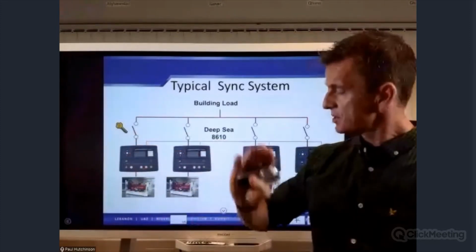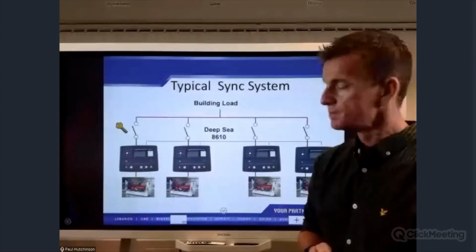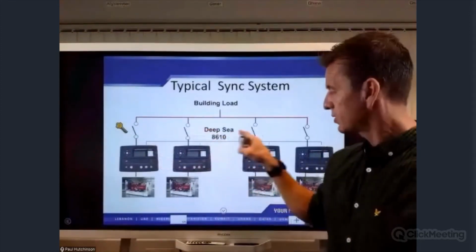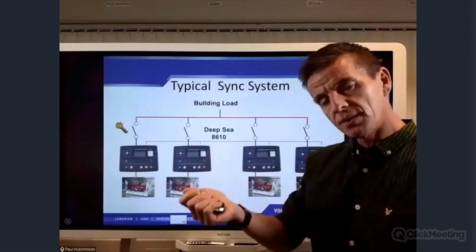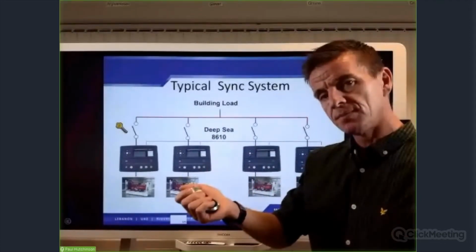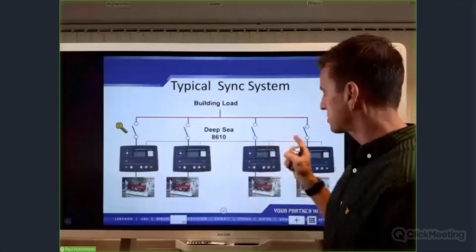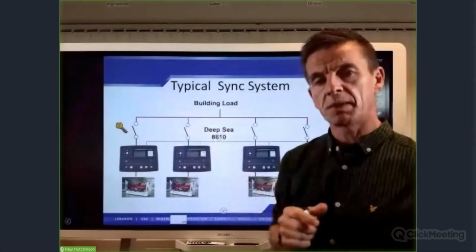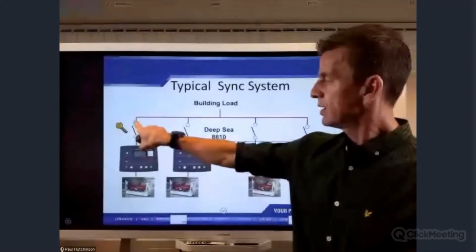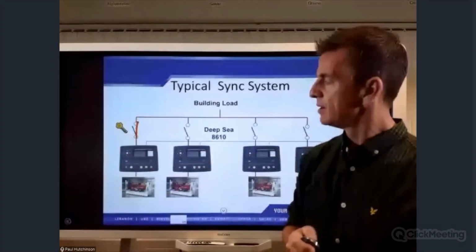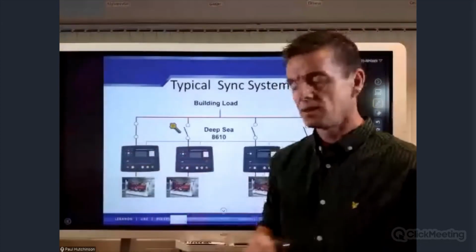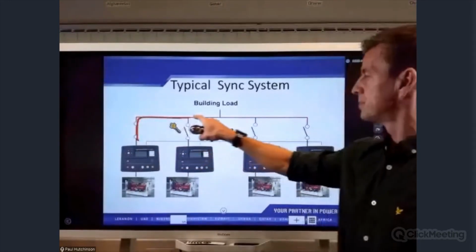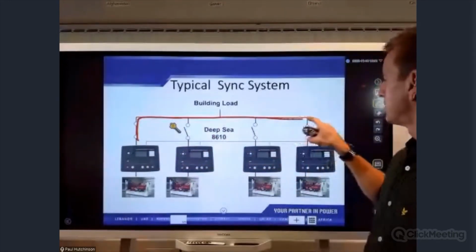So it closes its breaker. The whole idea of this system, because they're talking to each other, is that it has a token or a key system. Whichever one is up to rated speed and voltage tells the rest, okay, I'm closing my breaker. So he closes his breaker, as we see here. Once that breaker is closed, that means this bus is live.